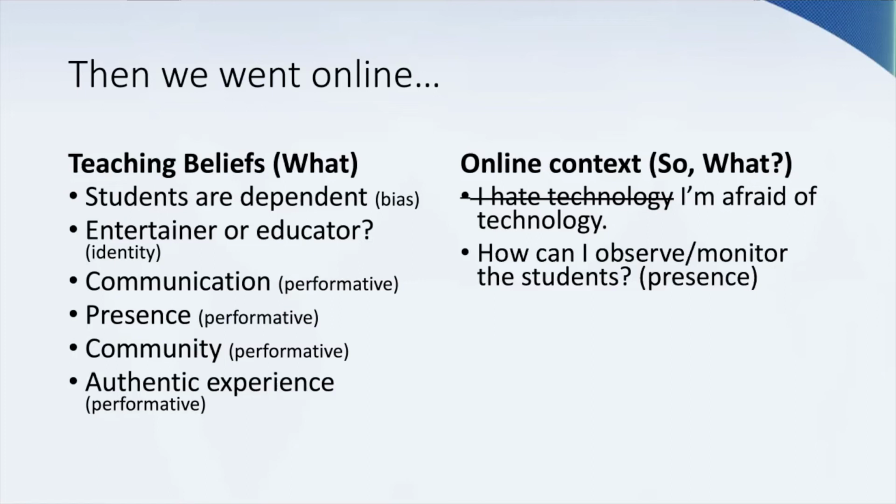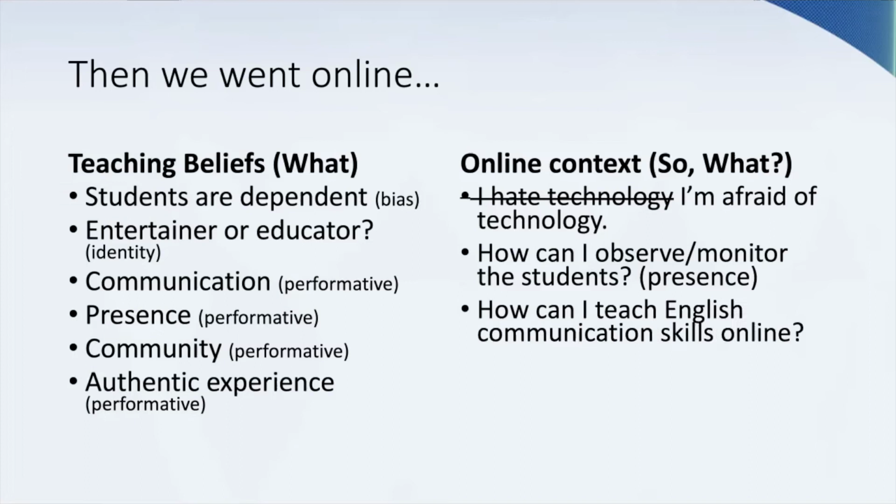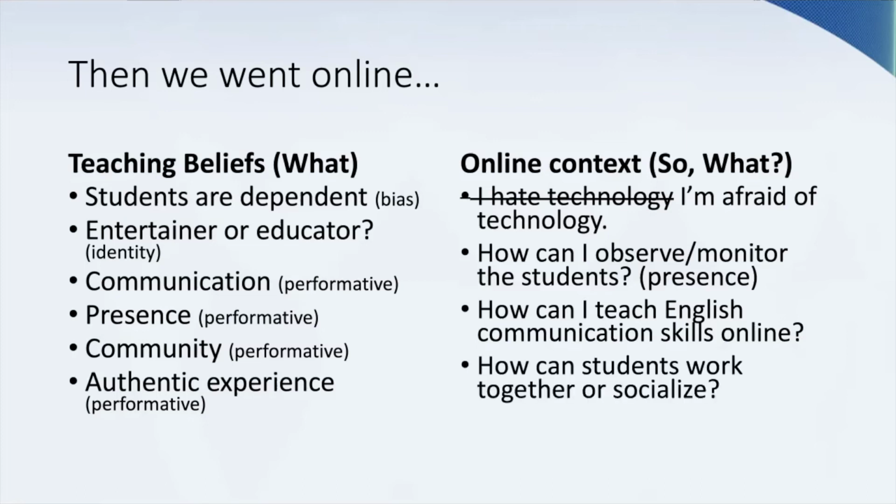I worried, how will I be able to monitor the students? How can I observe them when they're online with no camera on? And how on earth am I going to be able to teach English communication skills online? I can't see them, they can't see each other. What is going to happen? And how are students going to work together or socialize, since that's such an important part of the university experience for Japanese students.